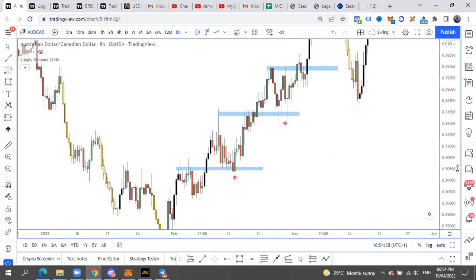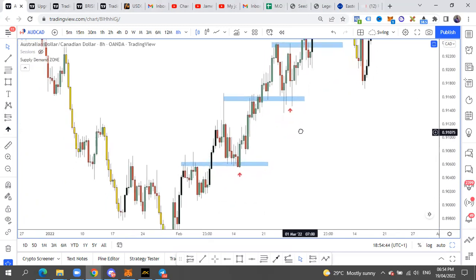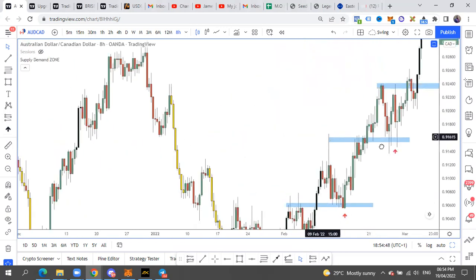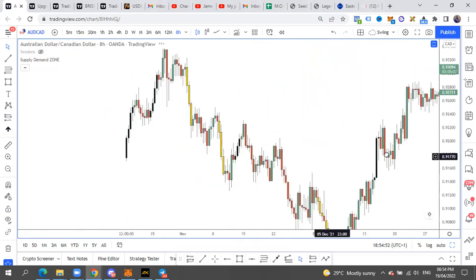For example, if I don't have a demand here, I will not place this trade as a flip zone. But support and resistance traders will definitely trade this as a flip zone, okay? So it depends on your approach and what suits your trading pattern.